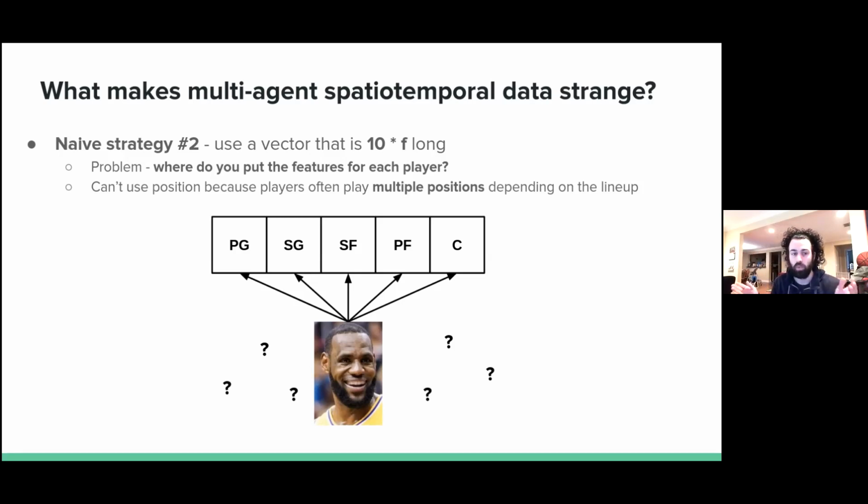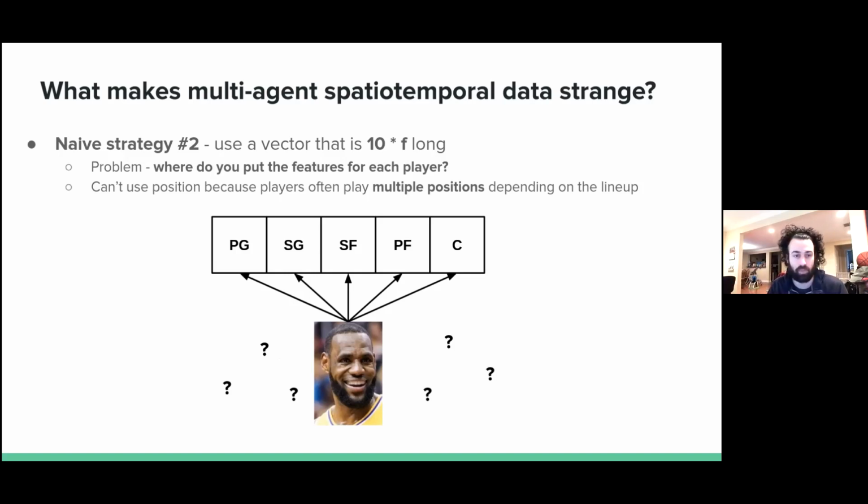The problem with this is, where do you put the features for each player? You can't use the player's position because players often play multiple positions depending on the lineup. LeBron James is famous for his ability to play any position on the court, so you can't just put him in one single slot every time, because it doesn't translate to what other players would be going in that same slot.